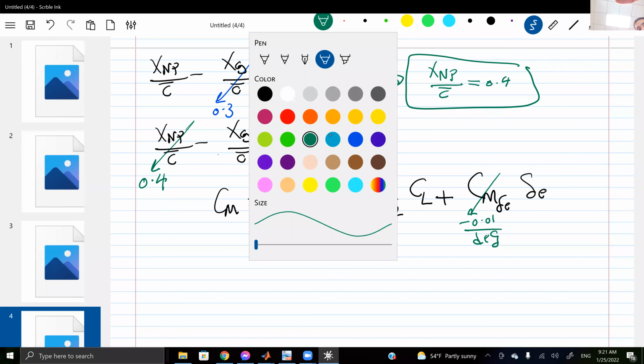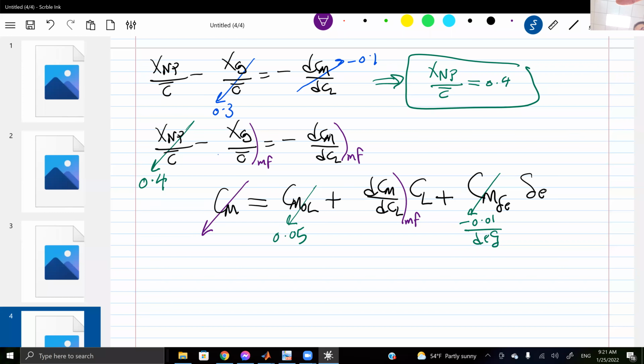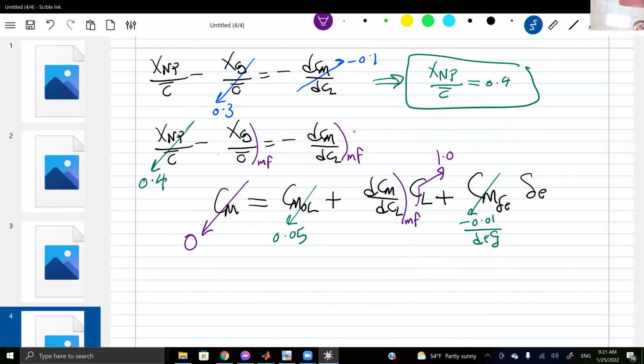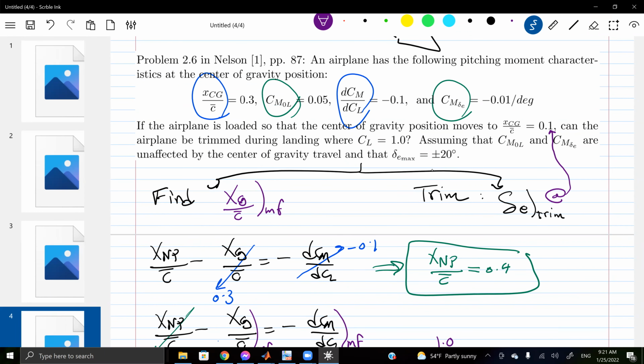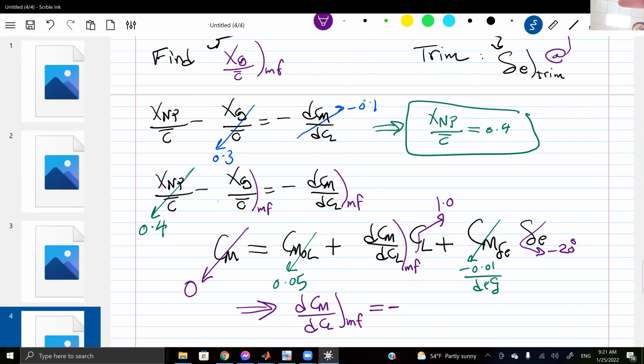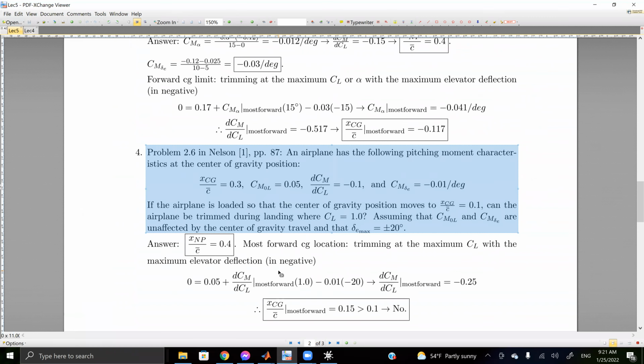And now for this thing to become most forward, the Cm must be what? Zero. The CL must be what? This is landing, so it's one, it's already given. And the delta elevator must be what? It's maximum in negative. Exactly, very good. Maximum negative, so this is negative 20 degrees. The only unknown here is the new slope, dCm by dCl, most forward, and we're expecting it to be negative. And do you expect it to be larger or smaller in magnitude than 0.1, the original value? It should be larger. This is the largest slope.